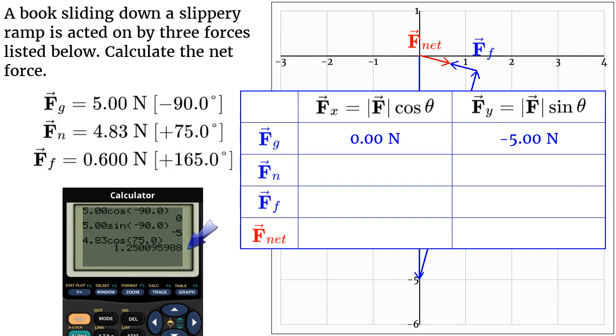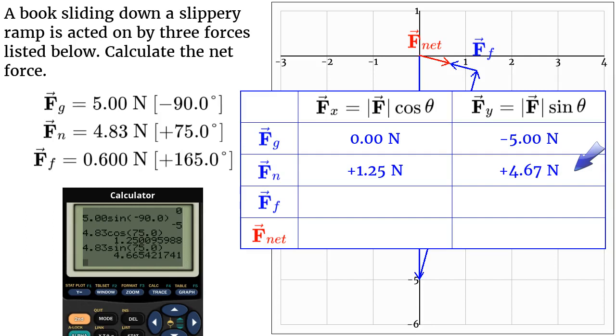And then we'll type the same thing, but change the cosine to sine to get the y component, and that's going to be about 4.67 newtons. So that represents the normal force. And then finally, we'll do exactly the same thing for the friction force.